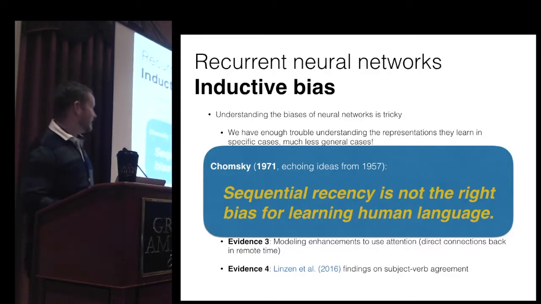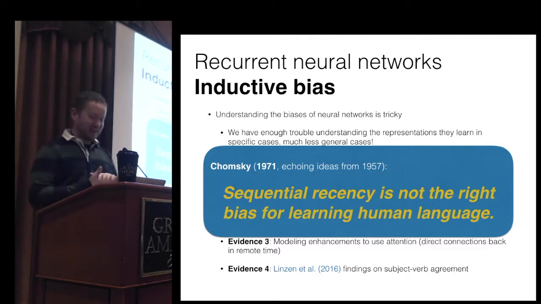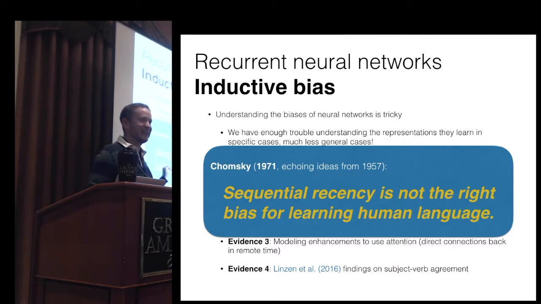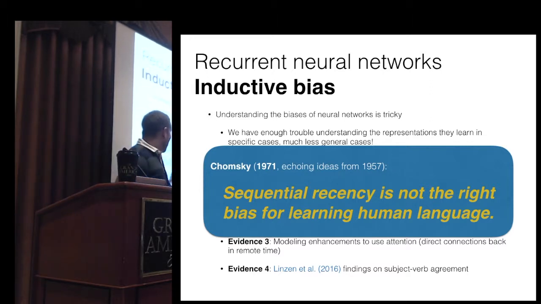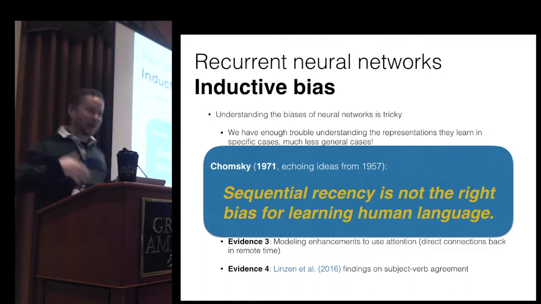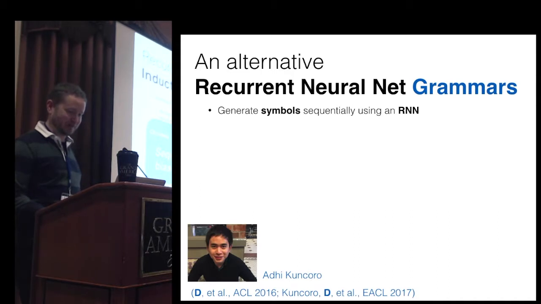And also, since we're here to celebrate 60 years of Syntactic Structures, now Chomsky didn't really say this in Syntactic Structures. I went back and read most of it last night because I was jet lagged. But sequential recency is not the right bias for learning human language. I think if there's going to be one robust claim that he's been making for 60 years, it's going to be that one, right? So, structure dependence. Let's put some structure into the model. That's going to be my solution.